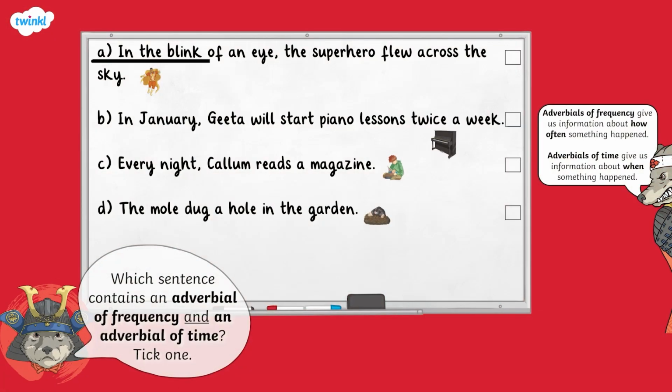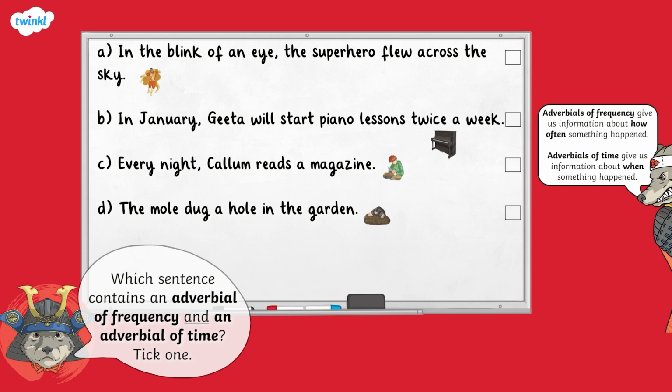adverbial of time. A, in the blink of an eye, the superhero flew across the sky. B, in January, Geeta will start piano lessons twice a week. C, every night Callum reads a magazine. Or D, the mole dug a hole in the garden. Pause the video and press play when you are ready.